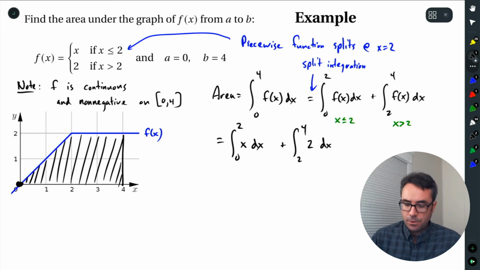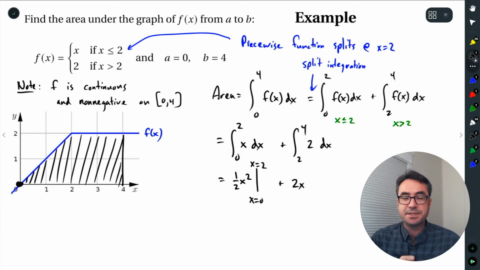Okay. Well, now it's all set up and we can just integrate. So what's the antiderivative of x? It's 1/2 x squared. We'll evaluate that from 0 to 2. What's the integral of a constant? Well, it's just the constant times x. And we'll evaluate that from x equals 2 to x equals 4. And then just go through and do each of these evaluations.